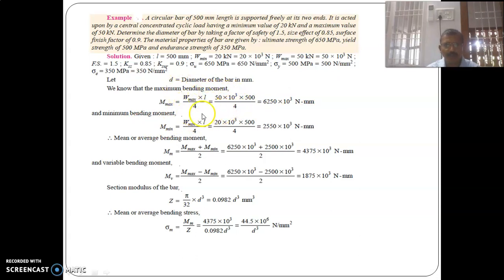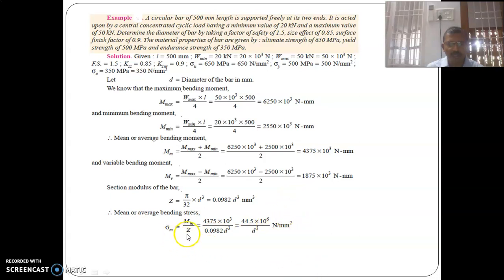So the maximum bending moment is calculated as 6250. W max is 50 into 10 power 3 into 500, the length, divided by 4. The minimum bending moment, for the value given as 20 kilonewton, comes as 2500 into 10 power 3 Newton mm. The mean bending moment is 6250 plus 2500 divided by 2, and the variable bending moment is 6250 minus 2500 divided by 2. Then using the equation M by I equal to sigma by y.